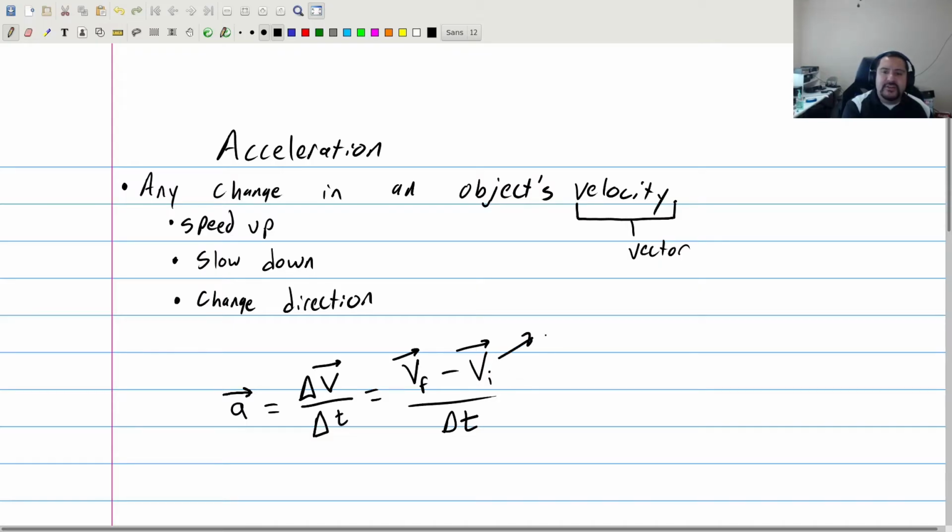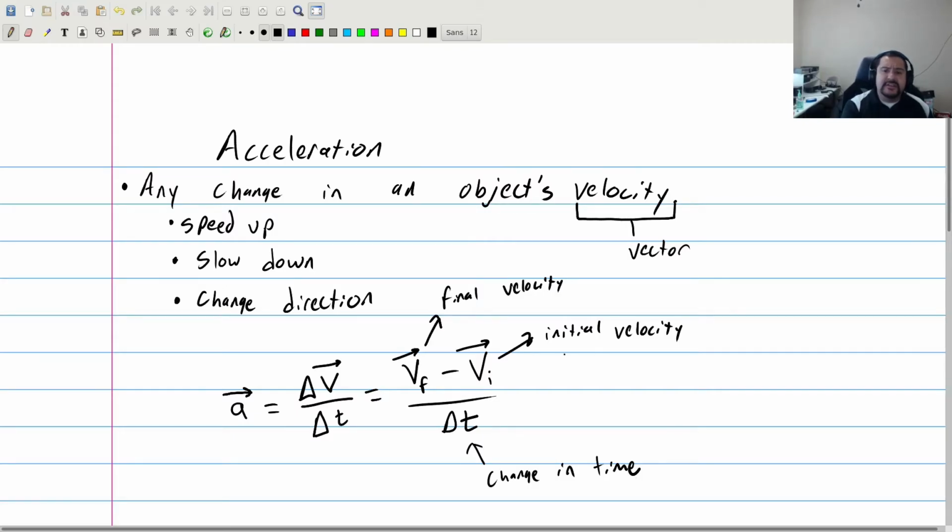So your initial velocity is however fast you're going at the beginning and in what direction. Your final velocity is going to be however fast you're going at the end of the time interval we're looking at. And of course, delta t is going to be change in time. Or maybe you can just think of it as how long did it take to happen.